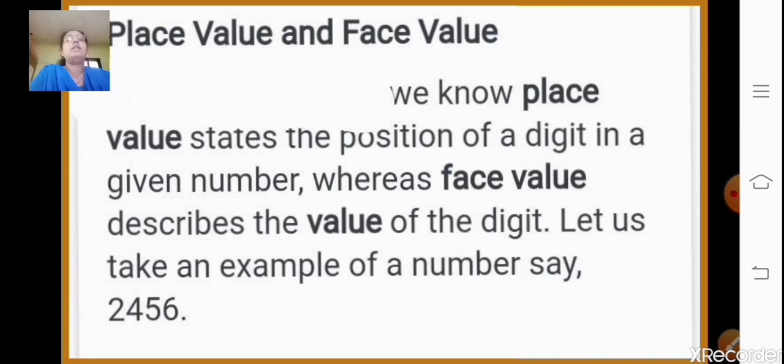Now coming to the next topic, place value and face value. You all know that place value states the position of a digit of a given number, whether it is in hundreds place, tens place, thousands place, ones place, or crores place.